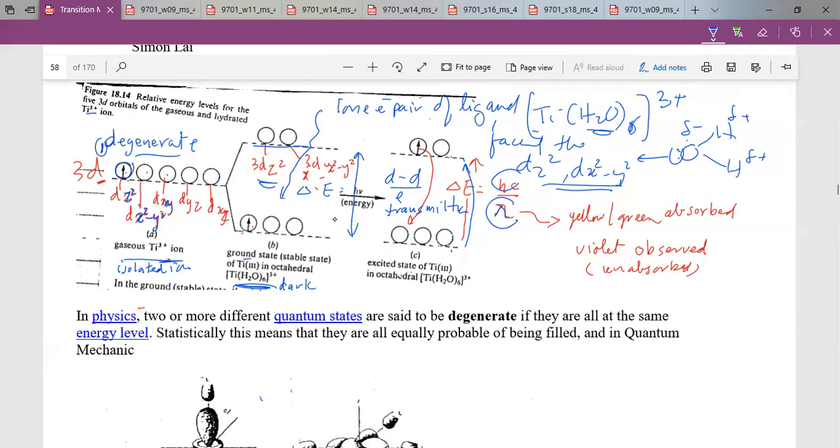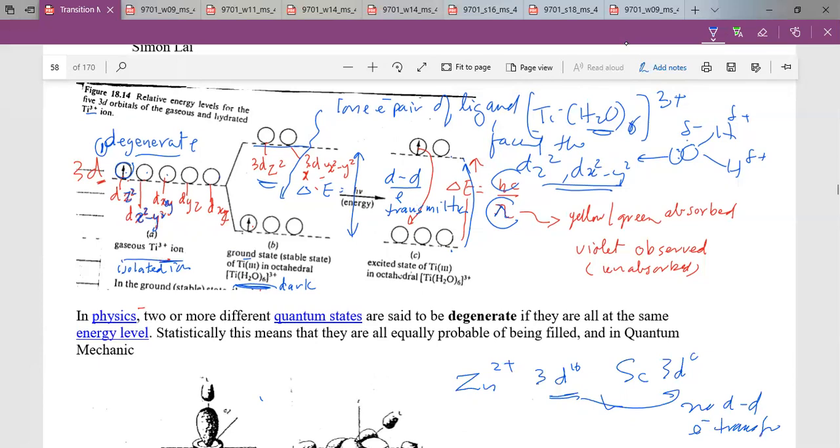That's why for color, there must be a transition metal, which means the d orbitals must be partially filled. For it to be colored, at least one of the ions must have a partially filled d orbital. Otherwise they will have no color. That's why zinc 2+ has no color, because the 3d orbitals are completely filled. Scandium 3+ is 3d0, so no electron transfer. These two have no d to d electron transfer.